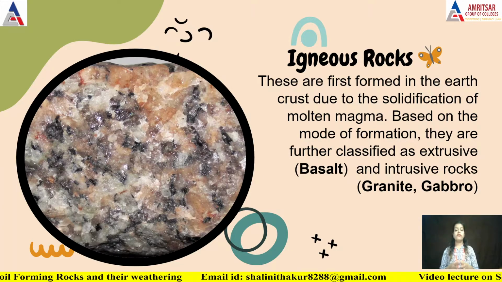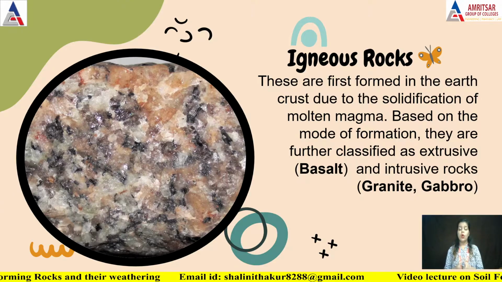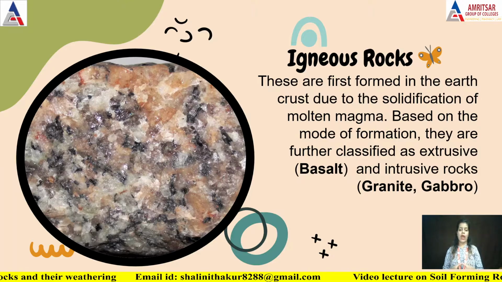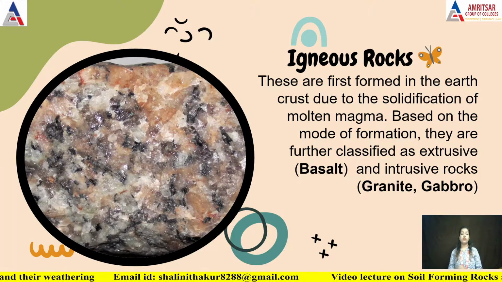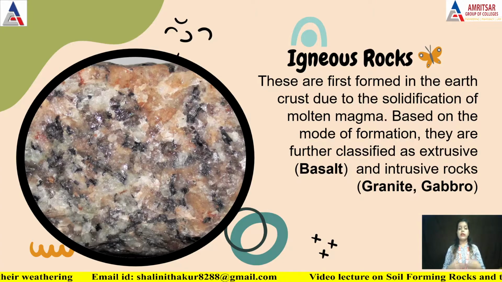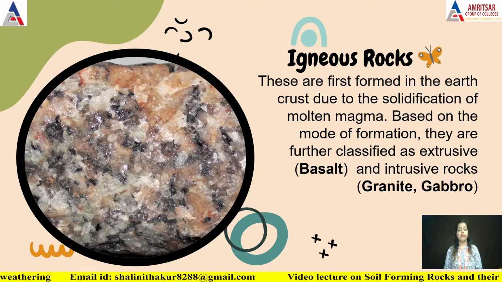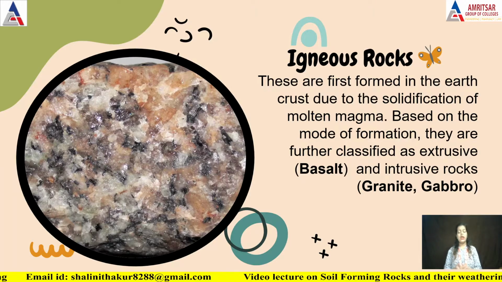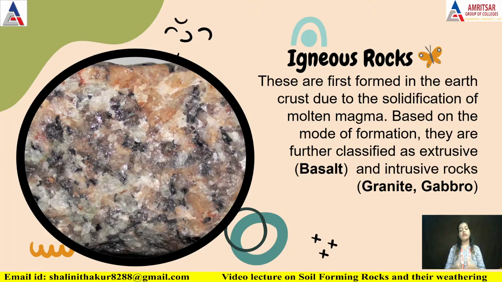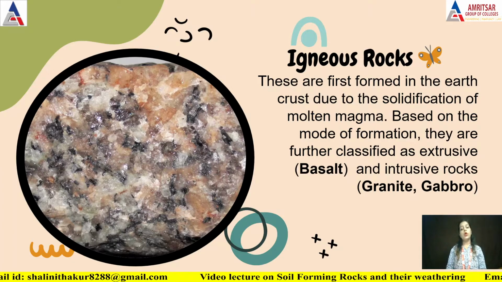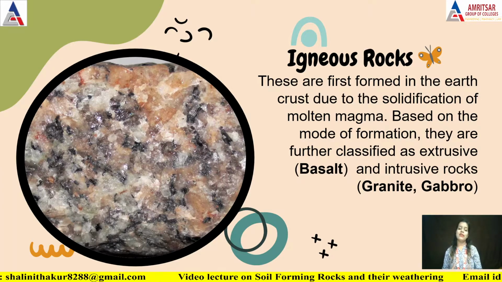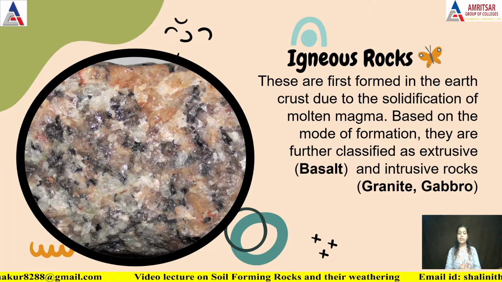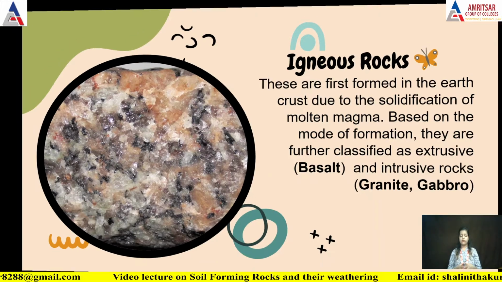Based on the formation, they are divided into two: extrusive and intrusive. The basic difference is that the extrusive igneous rocks are generated on the surface of the earth and settle down, resulting in the formation of these extrusive rocks. In the case of intrusive rocks, they are formed below the earth's surface. The basic examples are basalt, granite, and gabbro. This is the image of the igneous rocks.